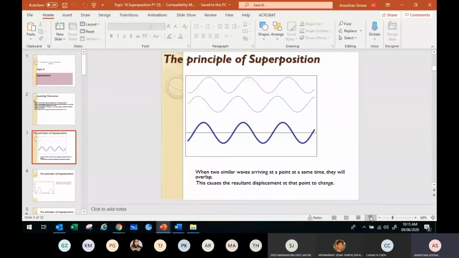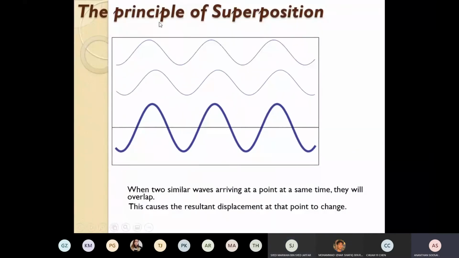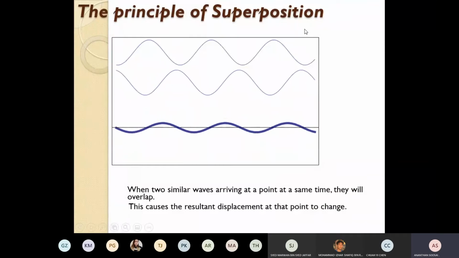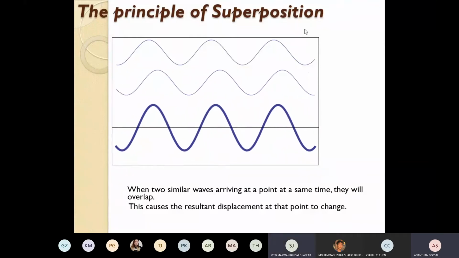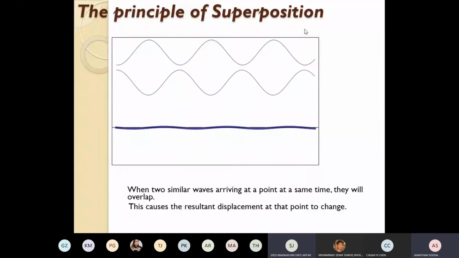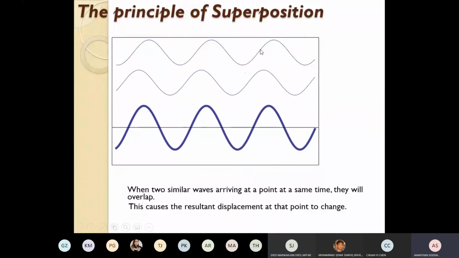Okay, you see this diagram? First, you need to understand what is meant by principle of superposition. I believe you learned this in O levels, SPM. Okay, what is principle of superposition?